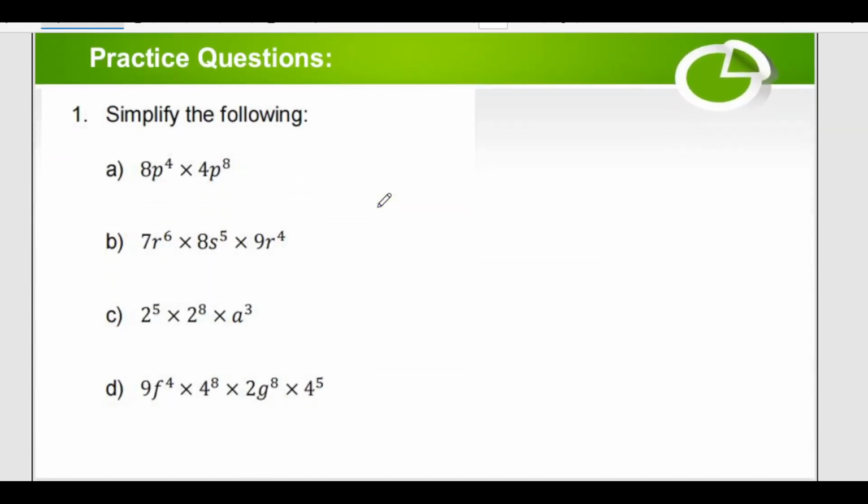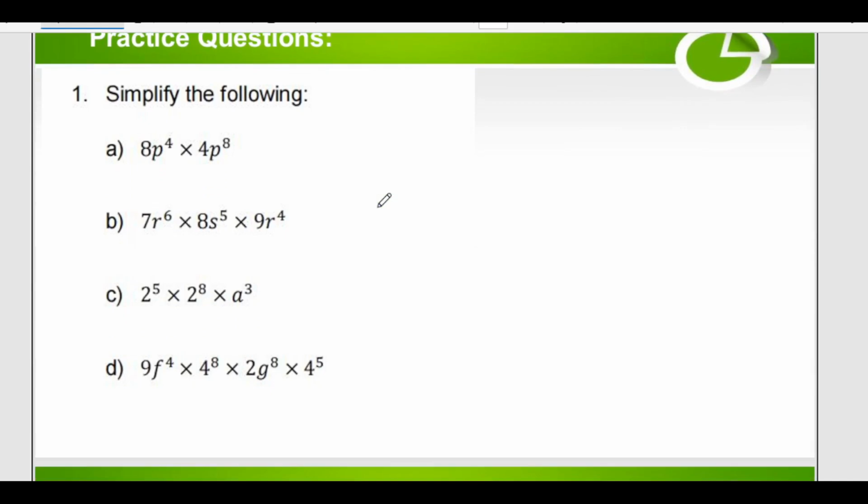Now, let us practice some questions here. Simplify the following: 8 p^4 times 4 p^8. First of all, you take the numbers. So we have 8 times 4, and the base p is the same and there is a multiplication sign. So we are going to add the powers, right. So this gives us 32 p power 12.